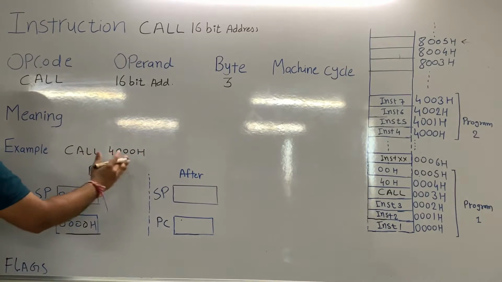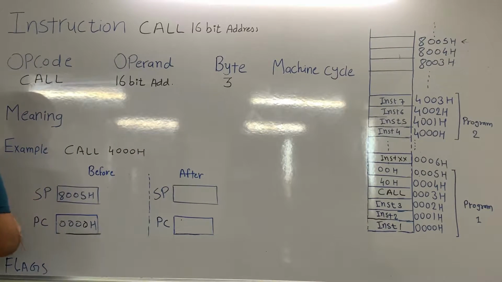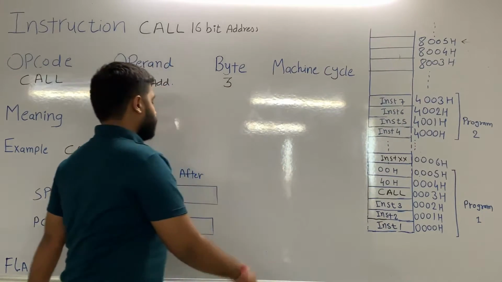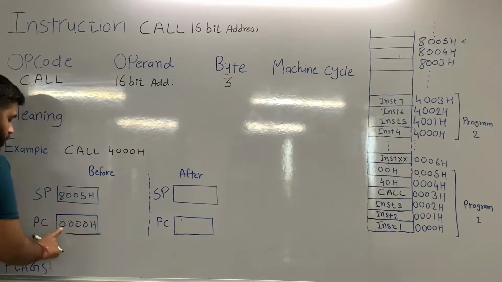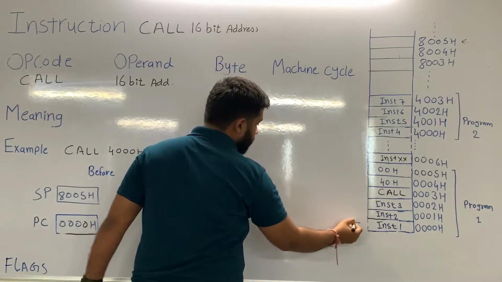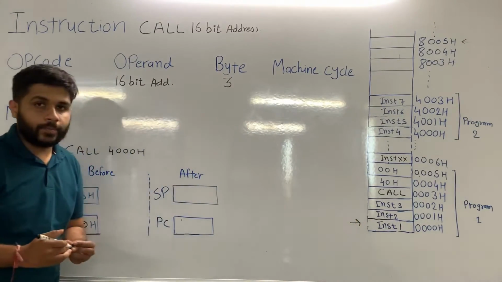4000H. Before the execution, the stack pointer value is 8005H. It means the stack pointer is pointing at 8005H. The value of the program counter is 0000H. So the program counter is pointing at location 0.